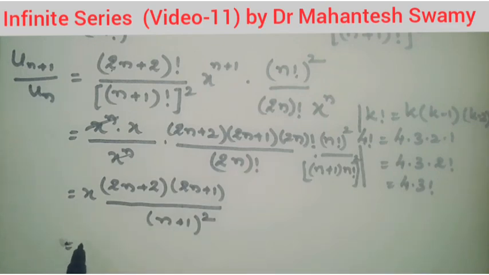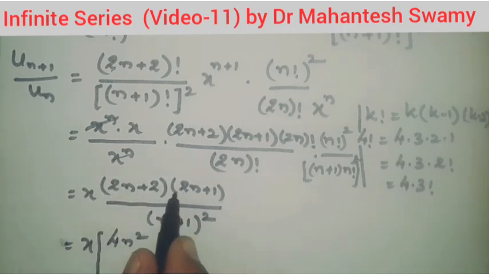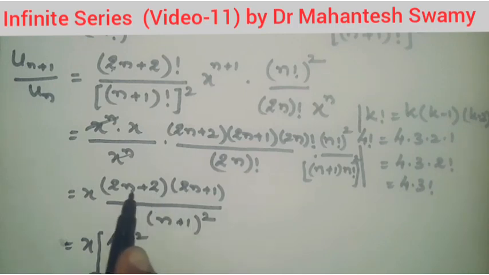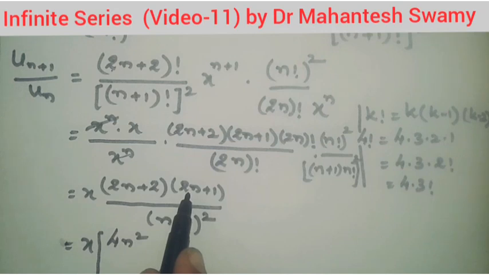So this is going to be x into 2n into 2n, it is 4n square. I am writing the bracket here. I am writing the numerator first. 2n into 2n, 4n square. 2n into 1, that is 2n, plus 4n, 2 into 2, 4n. So 2n plus 4n is 6n, plus 2 into 1, 2.